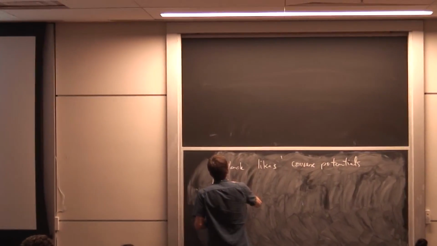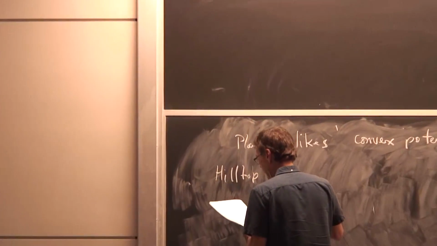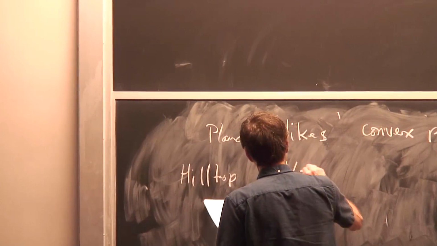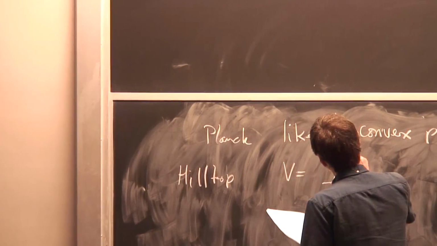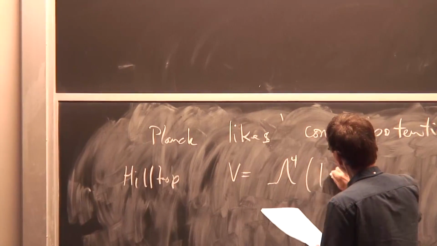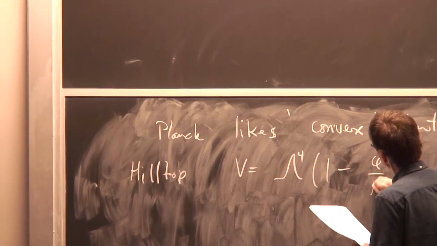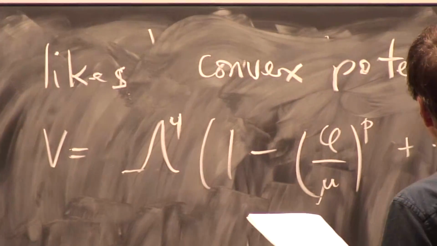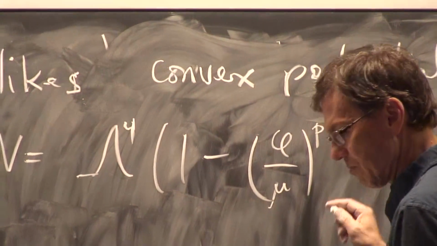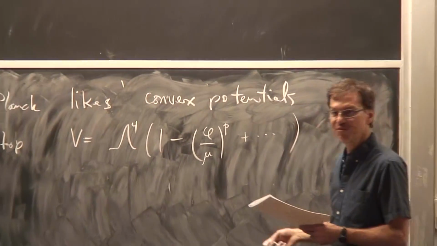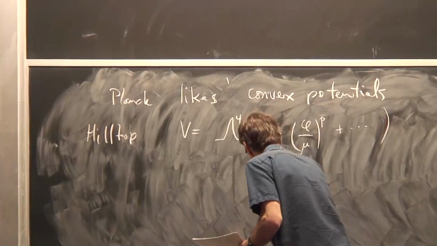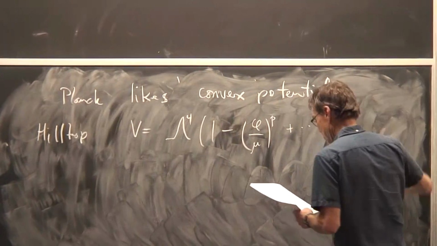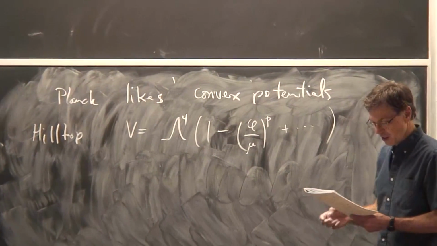So to write down the formula, hilltop inflation would be some scale lambda to the fourth, 1 minus phi over some other scale to some power. And I'm leaving this as an exercise for you, if you care to, in the problem set that I wrote for inflation.